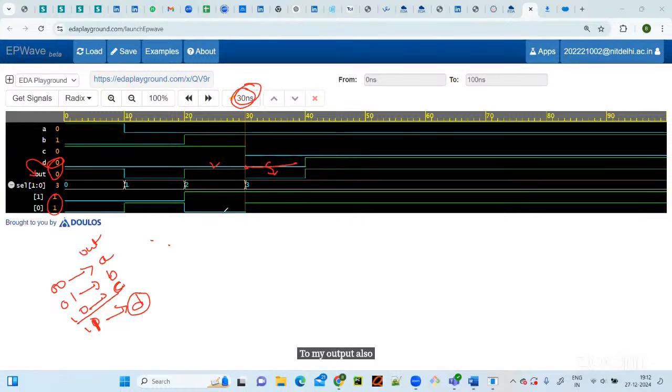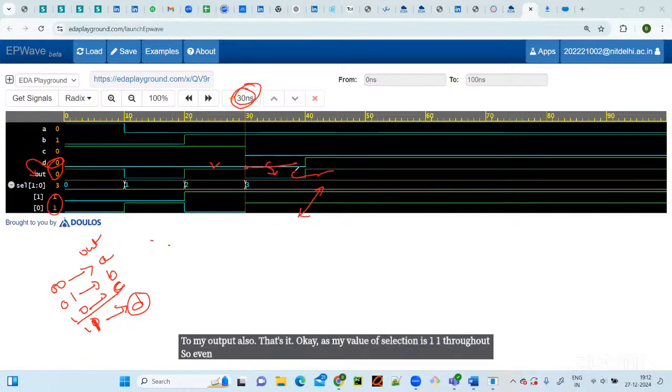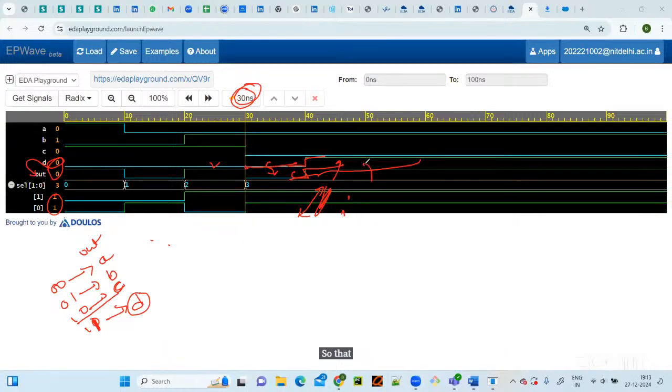That's it. As my value of selection is 1 1 throughout, my output is also equal to D throughout. As you can see here, my D is changing, so my output also changed here, because my selection line is still 1 1. Even here it is 1 1. That is the reason my output is equal to D. This is how you have to analyze a 4x1 mux. Clear?